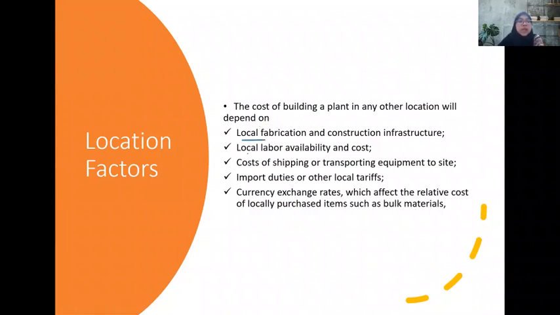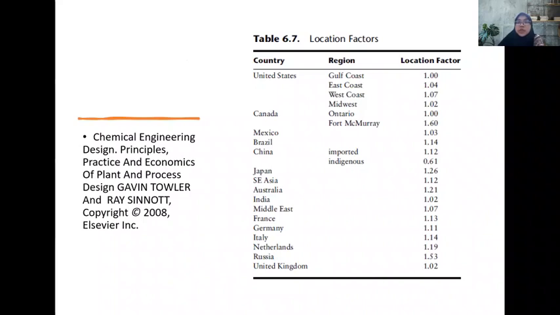Okay, the cost of building a plant in any other location will depend on the local fabrication, local labor, cost of shipping or transporting equipment to site, import duty, and currency exchange rate. So the location factor can also be considered in obtaining fixed capital cost. The location factor is given in this table. For example, if your project is located in Germany, you may use this data, the location factor, before we can finalize the fixed capital cost of the processing plant.